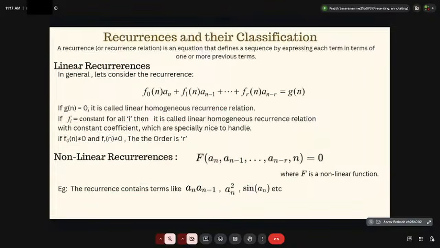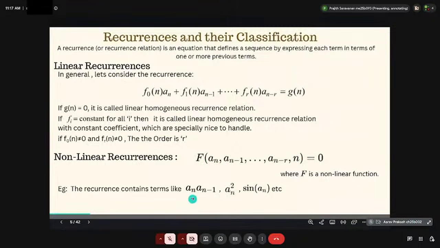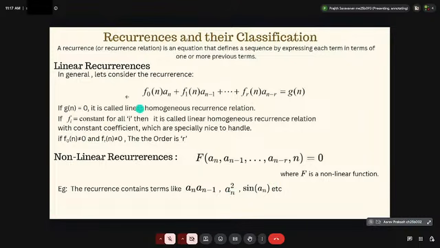Okay, now let's go on to the classification of recurrences. There are mainly two types of recurrences: linear and non-linear. The general representation of the linear form is like this. In a non-linear recurrence, it will be a function of all the terms, but it will have non-linear terms like multiplication, square, trigonometry, exponential, logarithm, etc. We'll not go into depth in non-linear because solving them is not that easy. But in linear recurrences, there are standard methods of solving them.